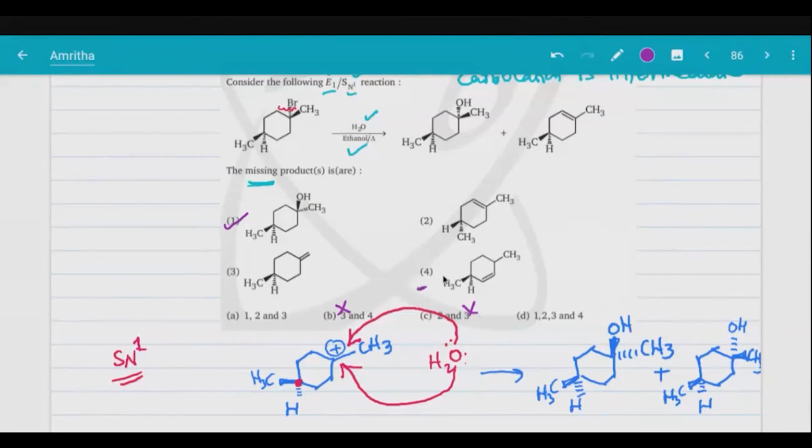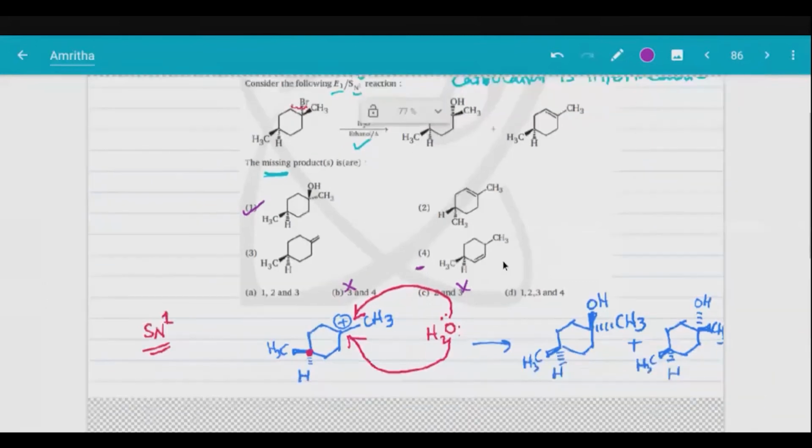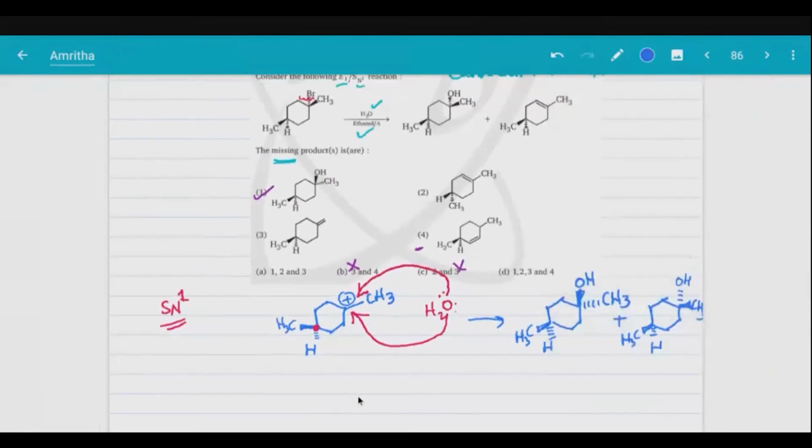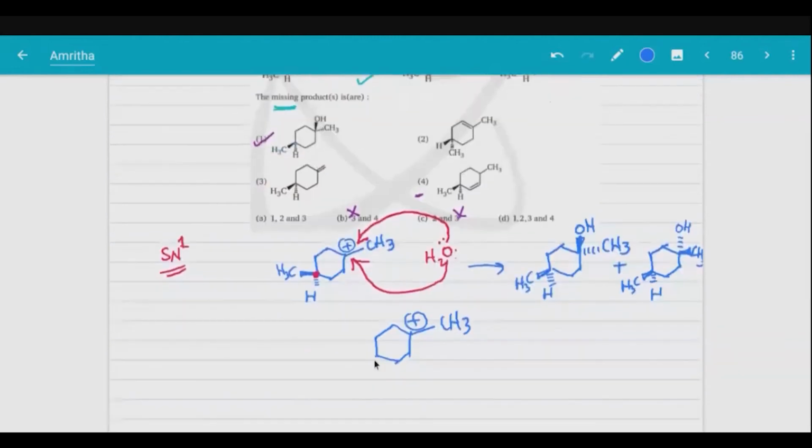Let us check the 4th one directly. The 4th one is elimination, right? So these kinds of questions you have to do logically, which means eliminate the options and check, because it will consume a lot of time. CH3, there is CH3 and H.